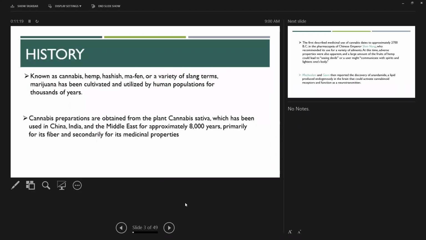Cannabis, also known as hemp, hashish, marijuana, or a variety of slang terms, has been cultivated and utilized by human populations for thousands of years. Cannabis preparations are obtained from the plant Cannabis sativa, whereas the other plant species are Cannabis ruderalis and Cannabis indica. Cannabis sativa has been used in China, India, and the Middle East for approximately 8,000 years, primarily for its fiber and secondarily for its medicinal properties.